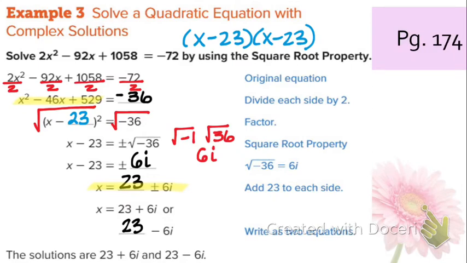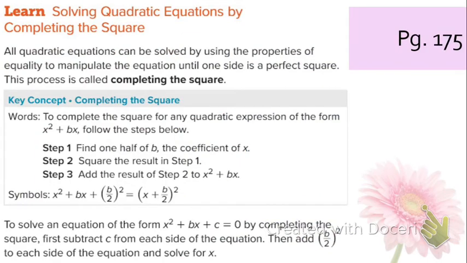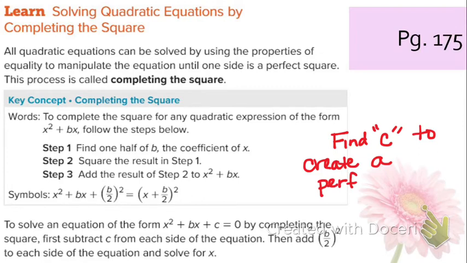All right, let's look at it. That is the end of part 1 of our lesson. Now let's talk about completing the square. So let's go to page 175. Completing the square. So sometimes it is incomplete, so we need to find the C value to create a perfect square. So that's what we're talking about now.